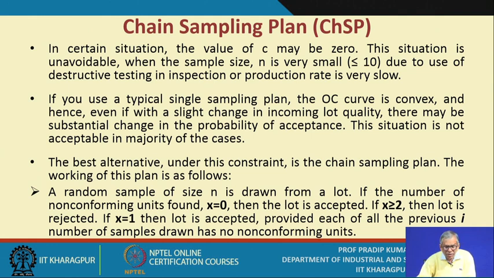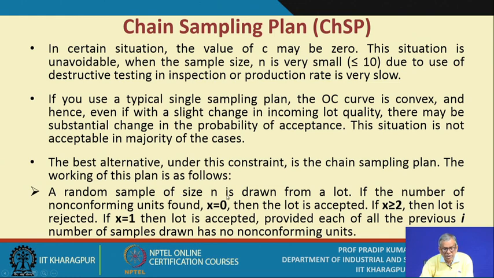If you use a typical single sampling plan, the OC curve is convex, and hence even with a slight change in incoming lot quality, there may be a substantial change in the probability of acceptance. This point already we have elaborated. The situation is not acceptable in the majority of cases. So the best alternative under this constraint is the chain sampling plan. The working of this plan is as follows.